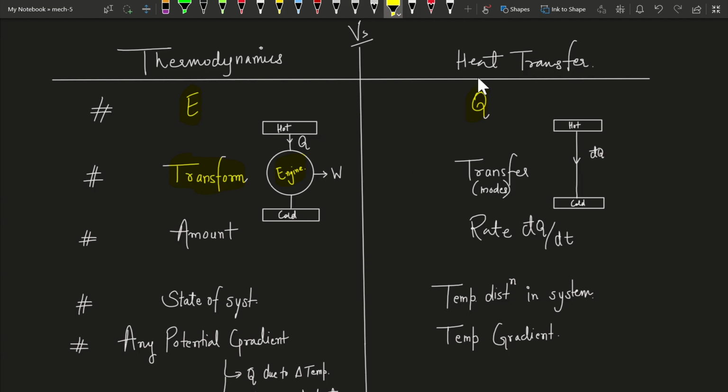Now, what do we do in heat transfer? See, as the name suggests, it is transfer. We deal with the transfer only. Now, this is different from transformation. In transformation, one form of energy is converted into another form of energy. But in transfer, the heat is being transferred, not other forms of energy, because we are dealing with heat only.